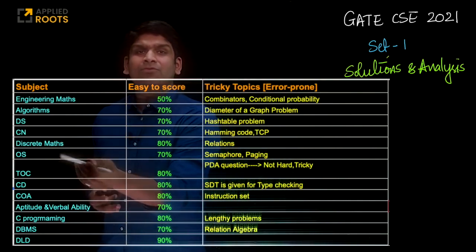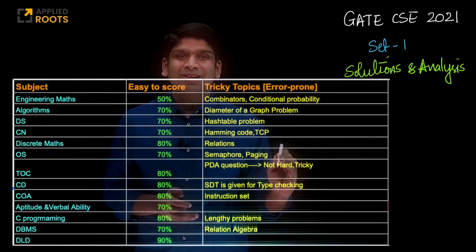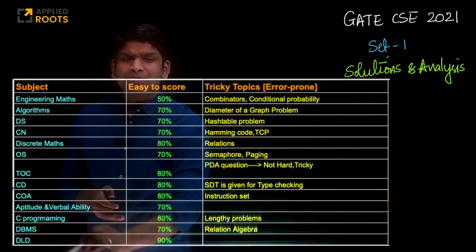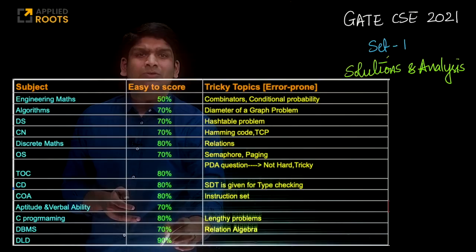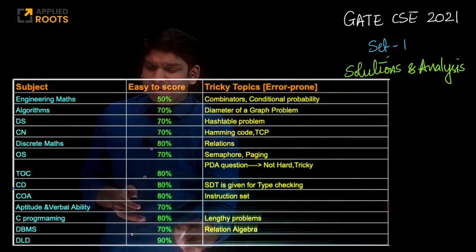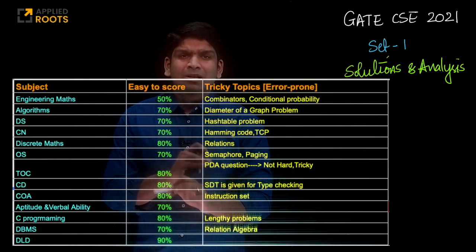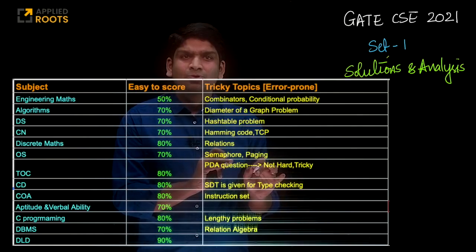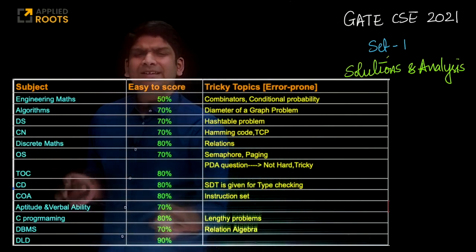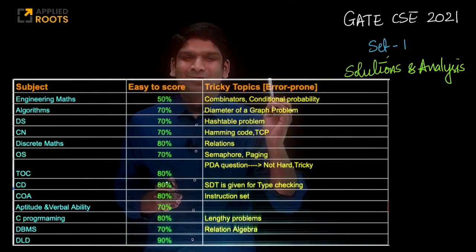Similarly, if you look at theory of computation, there is a question on PDA. It is not hard, it is just tricky, right? So you can just go through the subject. For every subject, we have given a percentage of marks that are easy to score. So if this number is, let's say, 90%, for example, digital logic design is 90%, which means for somebody who has prepared that subject, solved the last few year question papers, done due diligence, they can easily score 90% marks in DLD, right? On the other hand, engineering math is slightly harder to score because of the trickiness.